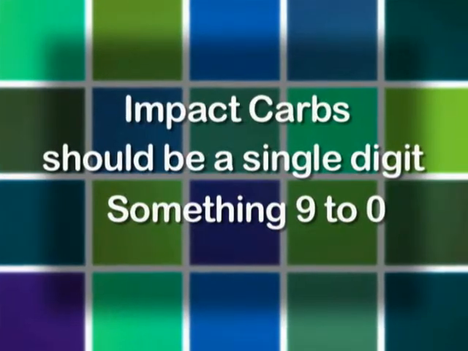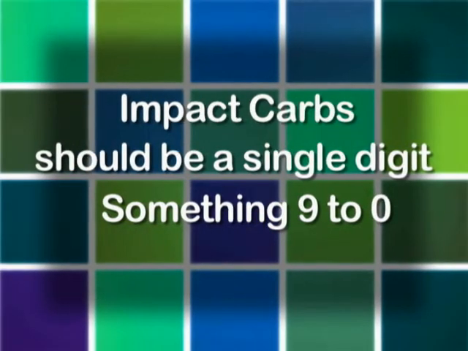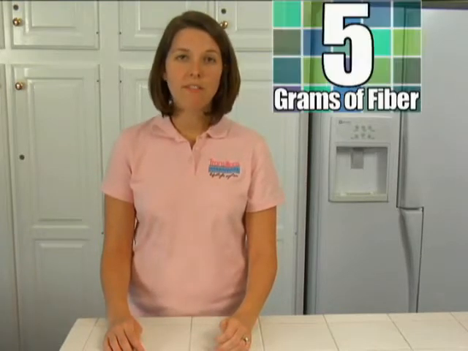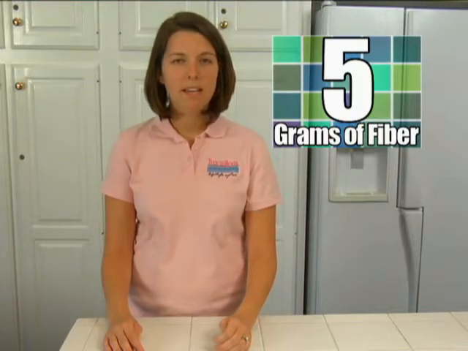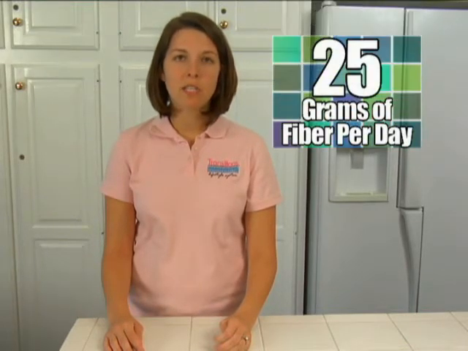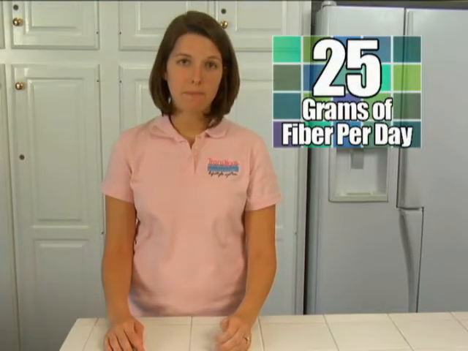Now, impact carbs are important because that's going to show you the amount of carbohydrate that's actually going to impact your blood sugar. Now, you want your impact carbs to be at least a single digit, something 9 to 0. It's important that you get enough fiber in your diet. That's why all the foods you choose should have at least 5 grams of fiber. It's recommended that adults should get at least 25 grams of fiber per day.